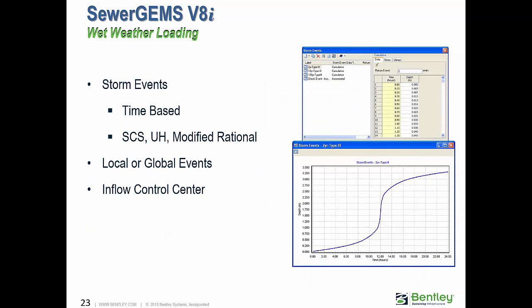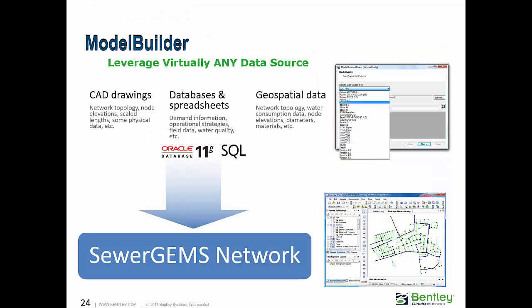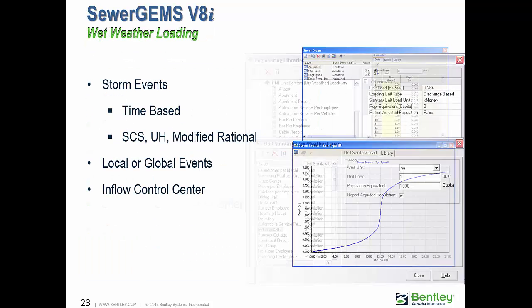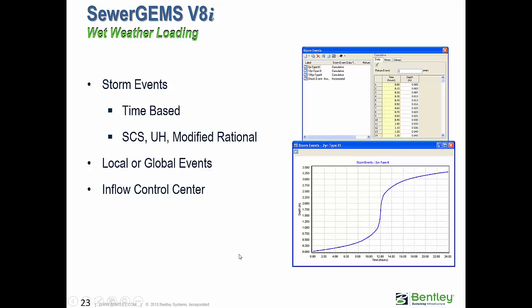For wet weather loading, you can assign unit hydrographs, or you can use the curve number for assigning the storm loads to the manholes. At the same time, you can also assign local storm events and global storm events. For inflows or illegal connections, you can use the inflow control center.